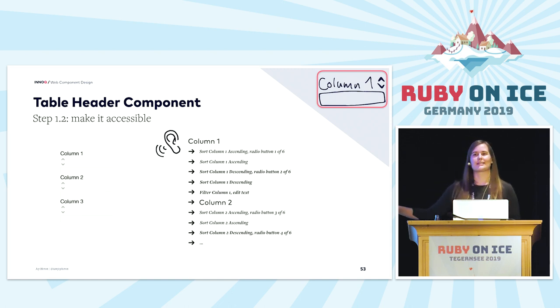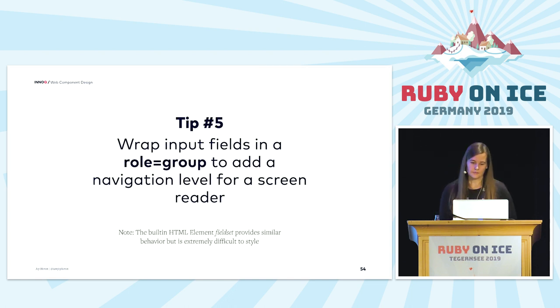So I hope you got a sense for what the problem is, that if I want to move to column 2 or column 3 or column 5, I have to move through all of the input elements with a screen reader. I don't have a choice. I have to go through every single one and try to get to the filter possibility that I actually want to get to. But I can improve this by using the role group attribute in HTML, which will group my input fields together and add a navigational level to the screen reader.